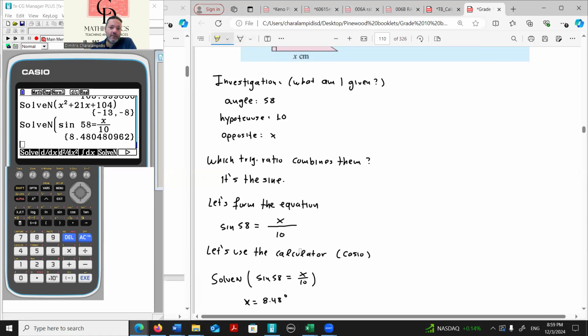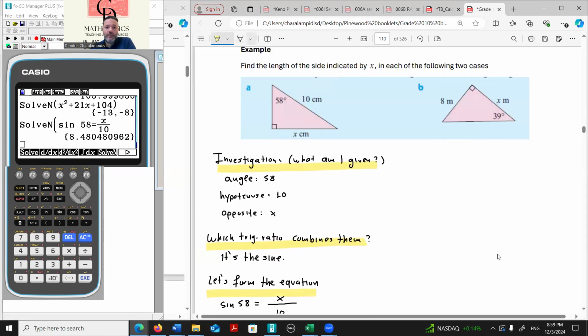Let's see the key parts. Investigation: what am I given? Which trigonometric ratio combines them? Form the equation and use the calculator. Let's apply that in the second case as well.